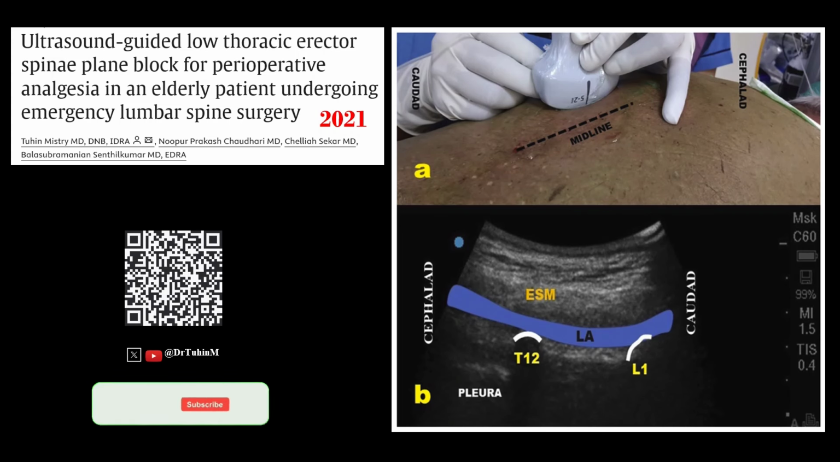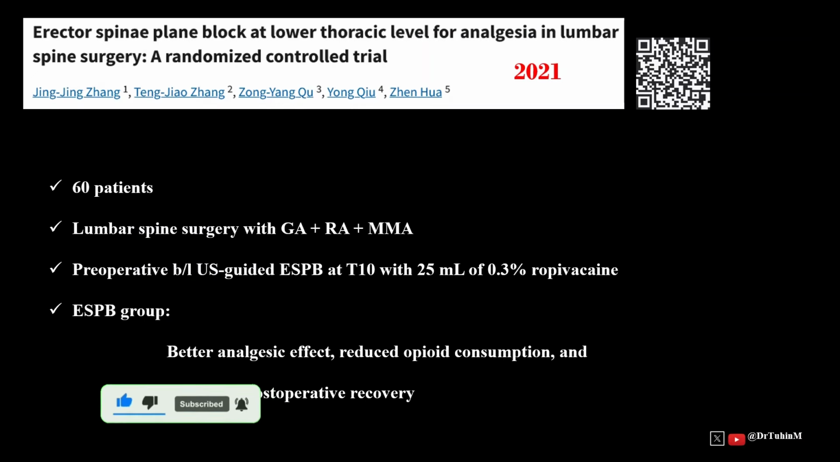We have cut down the number of lumbar erector spinae only specific to when it is limited to the mid lumbar regions. And after our publication, this was subsequently published, and they also have found that the lower thoracic level analgesia has good analgesic effect, reduced opioid consumption, and improved postoperative recovery.